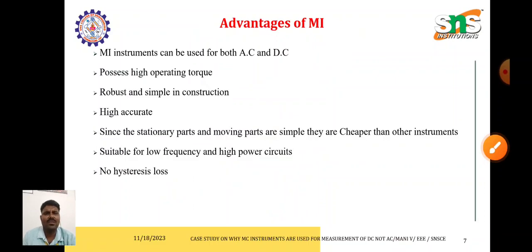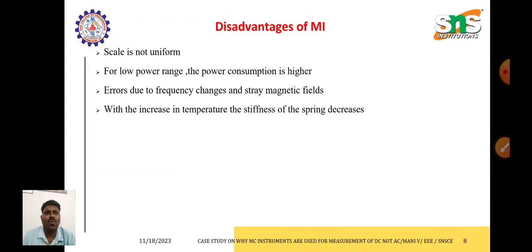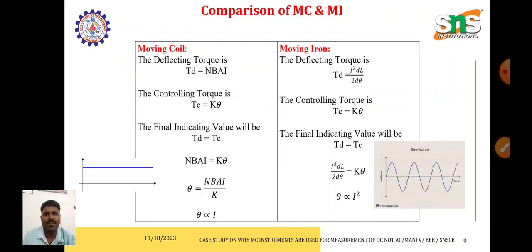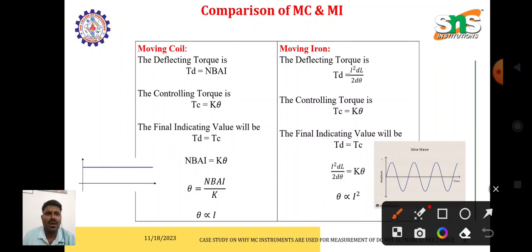The advantage is that the moving iron instrument can be used for both AC and DC measurement, and it produces very high operating torque. The construction is very simple and robust, and the accuracy is also very good. It is cheaper than other instruments, and it can be operated at any frequency range. The main disadvantages are that the scale is not uniform, and for lower power range, power consumption is higher. Now, compared to the moving iron, why is the moving coil not suitable for AC measurement? This is a moving coil.